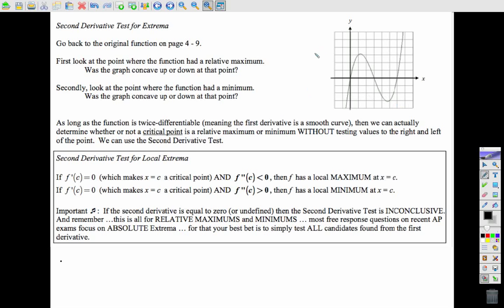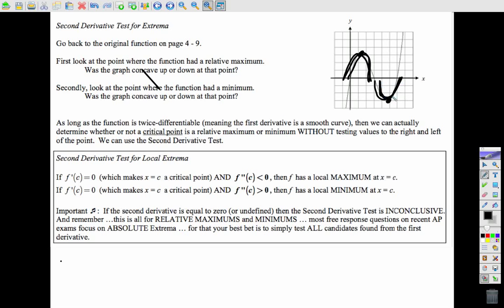Okay, go back to the original function on 4,9, which is this picture right here. First, look at the point where the function had a relative maximum. That is this point right here. Was the graph concave up or concave down at that point? Well, at that point, the graph is concave down, right? Look at the point where the function had a minimum. Well, that is here. Is the graph concave up or down at that point? Well, at that point, it's concave up.